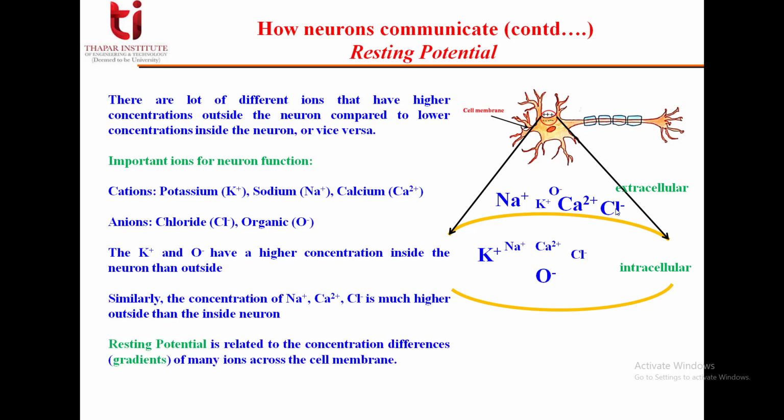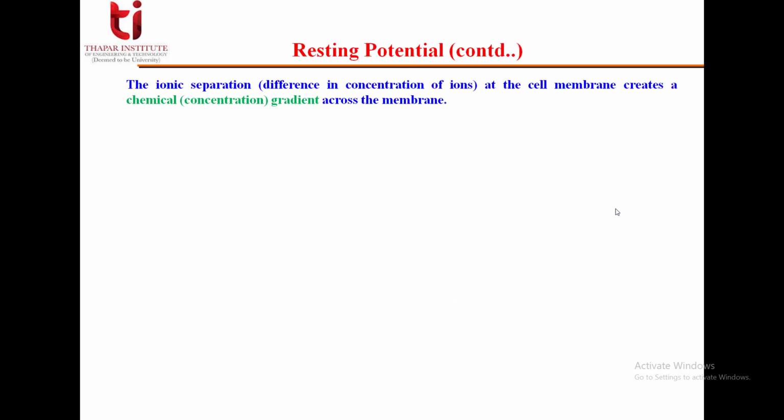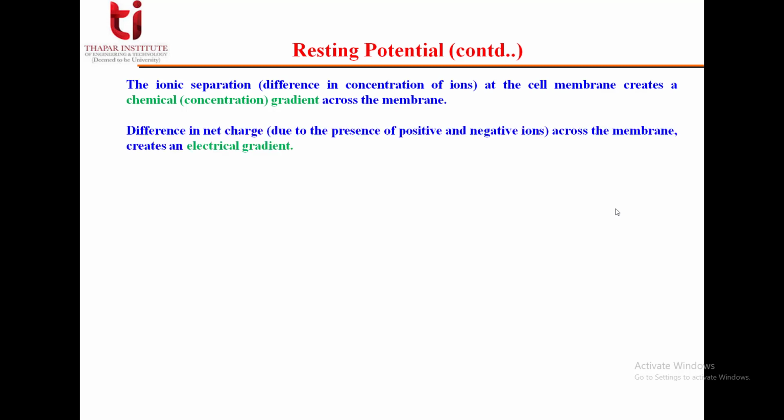Now, how do we define the resting potential? The resting potential is basically related to the concentration differences, or concentration gradients, of many ions across the cell membrane. This ionic separation, or difference in concentration of ions at the cell membrane, creates a chemical concentration gradient across the membrane, and the difference in net charge due to the presence of positive and negative ions across the membrane creates an electrical gradient.